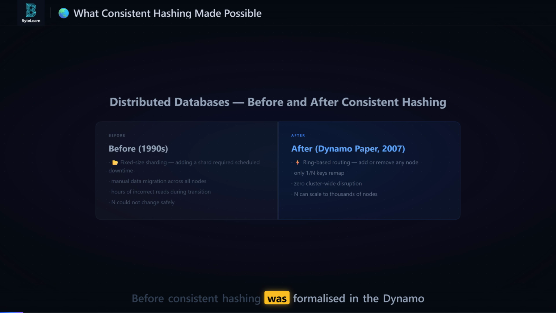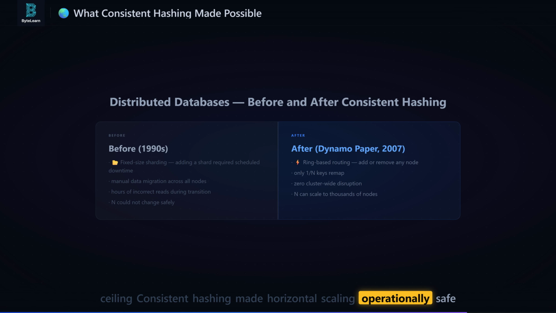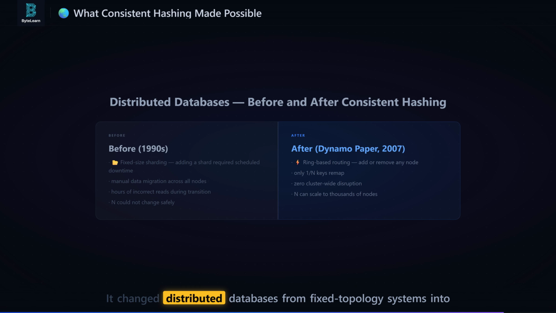Before consistent hashing was formalized in the Dynamo paper in 2007, distributed databases treated shard count as a fixed parameter. Changing it required scheduled downtime, manual data migration, and careful coordination across every database node. The operational cost was so high that many teams simply never rescaled. They vertically scaled individual nodes until they hit the ceiling. Consistent hashing made horizontal scaling operationally safe. It changed distributed databases from fixed topology systems into elastic ones.